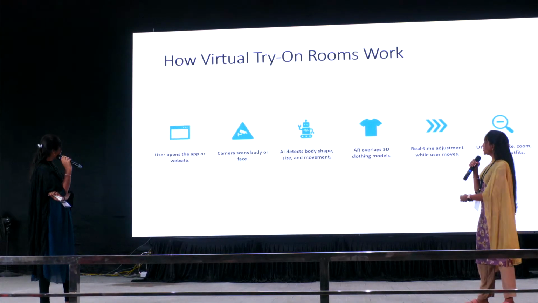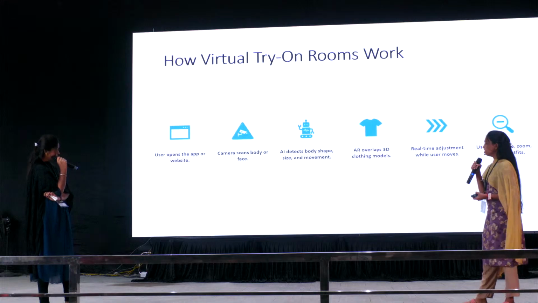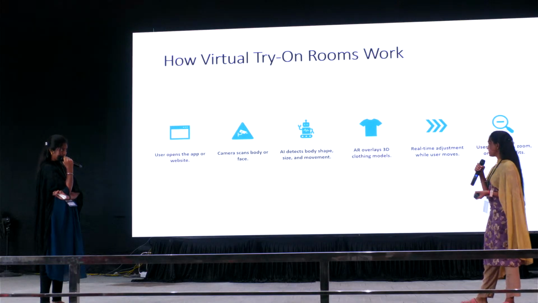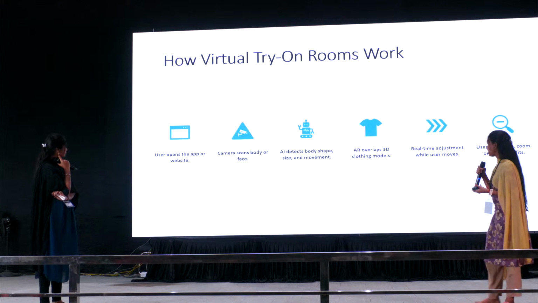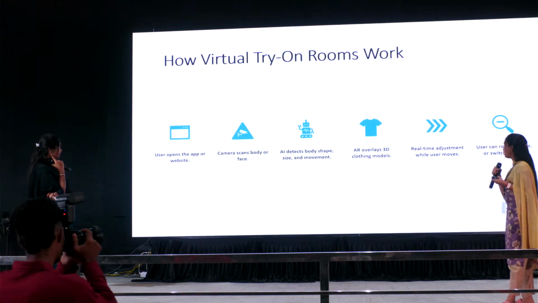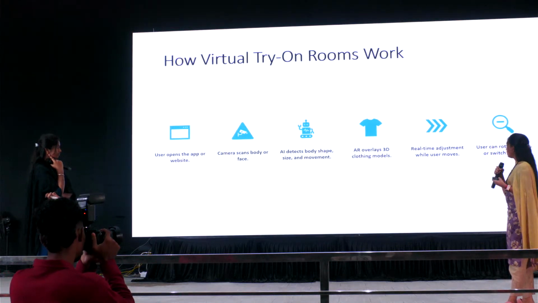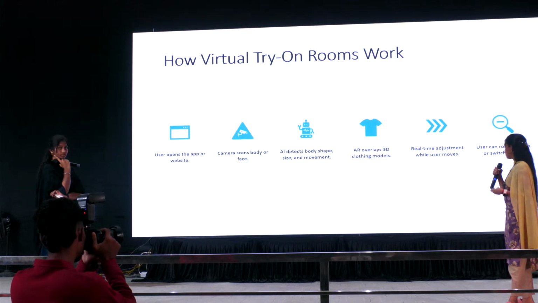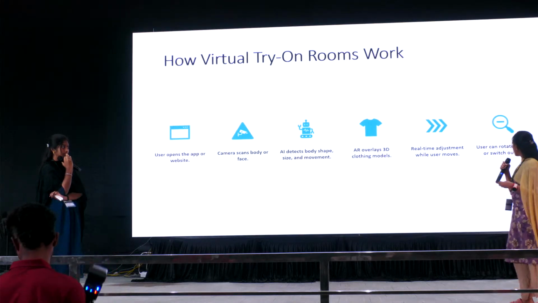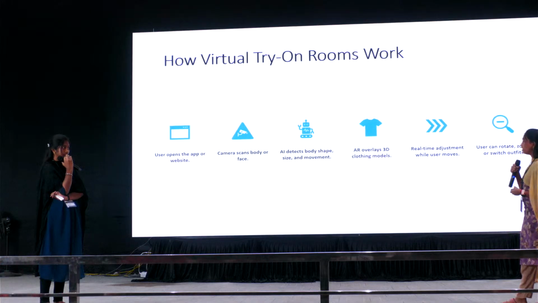This is how virtual try-on rooms work. When the user opens the app or website, the camera scans the body or face, and AI detects body shape, size and movement. AR overlays 3D clothing models with real-time adjustment while the user moves. The user can rotate, zoom or switch outfits.